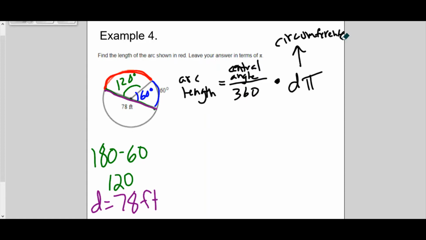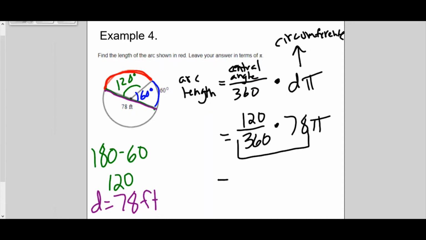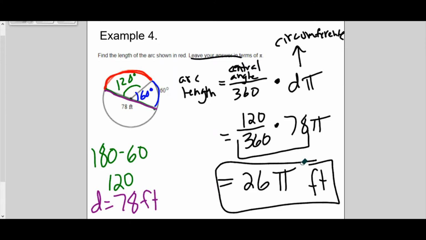So now I'm just going to plug in my information. So the central angle is 120. So I'm going to do 120 divided by 360 times d, which is 78. So I'm going to write 78, and I'm going to have pi. So when I plug this into the calculator, I'm going to plug everything except for pi. So I just want to plug in 120 divided by 360 times 78. When I multiply that, I get 26. And then I'm leaving pi in my answer because they said leave your answer in terms of pi. And this was feet. So my answer here is 26 pi feet.